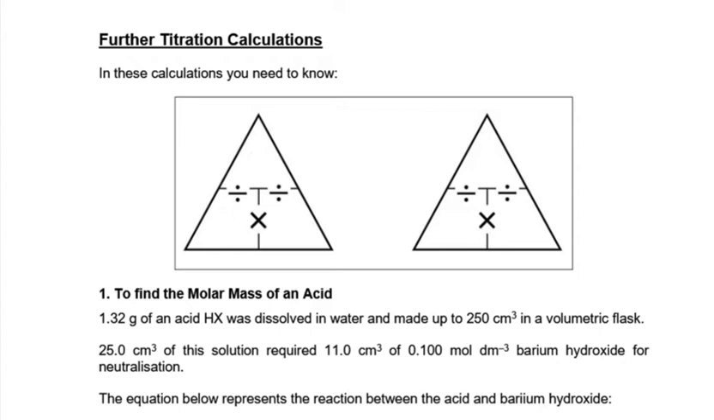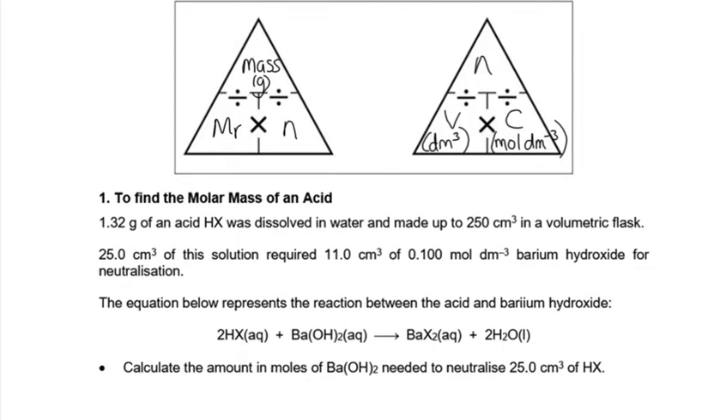So what we're going to do now is take a look at some further titration calculations with a couple more steps. So we're just going to remind ourselves about how we calculate moles from mass. Remember, mass must be in grams in that triangle. And how we calculate moles from volumes and concentrations, where volumes are in decimeters cubed and concentrations are in moles per decimeter cubed.